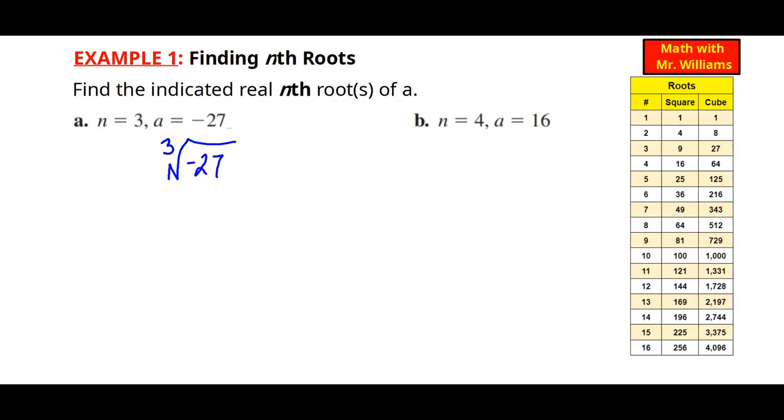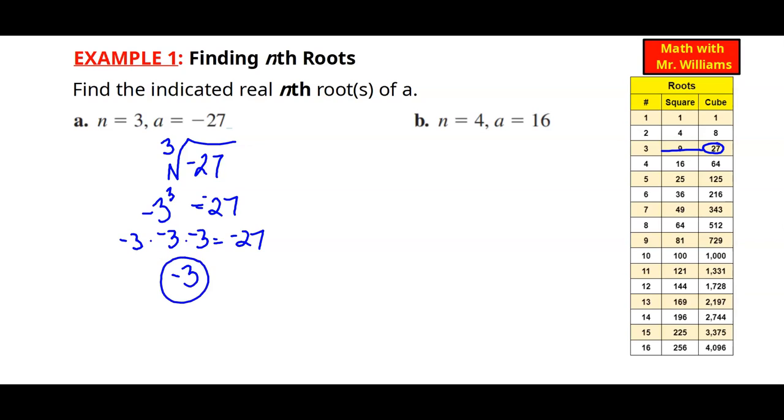All right, so since the index is 3, it's an odd number, so the negative 27 has one real cube root. And if we come back to our table, we see that to get to 27, that goes with a 3. So we know that 3 to the third power would get me 27. But in this case, because we're multiplying 3 numbers, we're going to need a negative 3 to get us that negative 27. So a negative 3 times a negative 3 times a negative 3 would get me a negative 27. All right, so the cube root of negative 27 is a negative 3 as our answer.